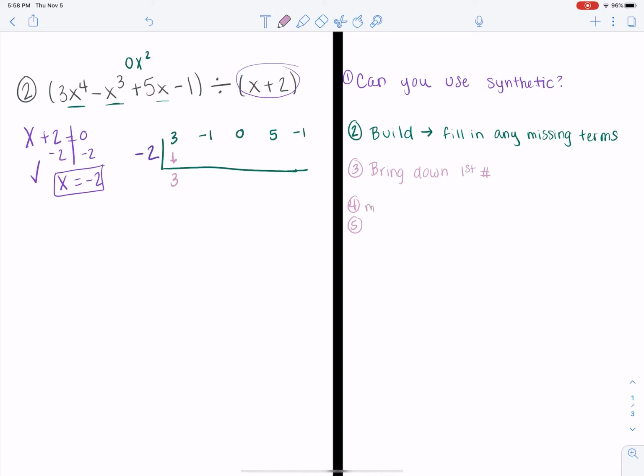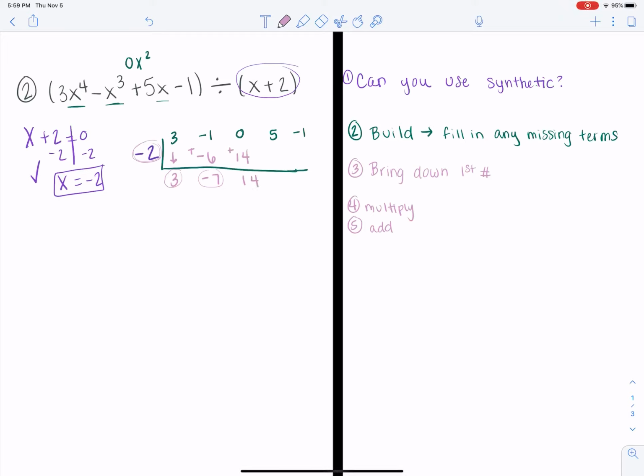So we're going to multiply and add. So I'm going to take the 3, multiply to negative 2. 3 times negative 2 is negative 6, and add. Negative 1 plus negative 6 is negative 7. Multiply that to the negative 2 is 14. So add. 0 plus 14 is 14.